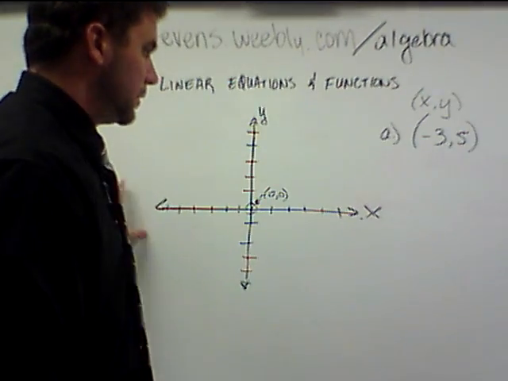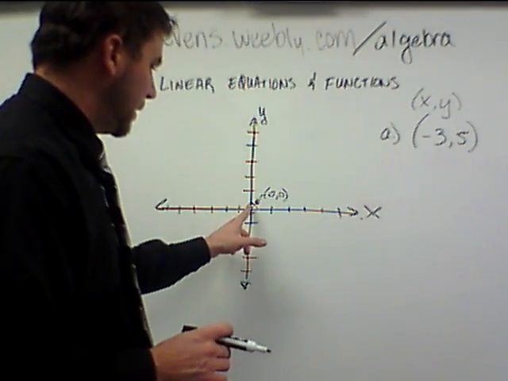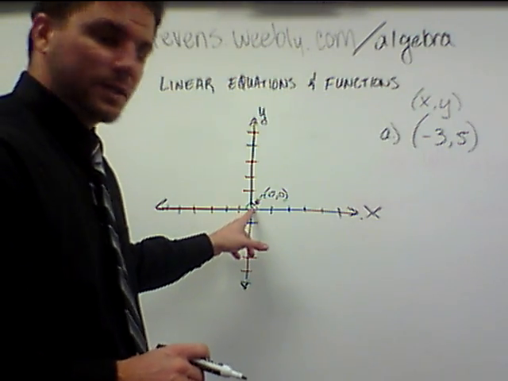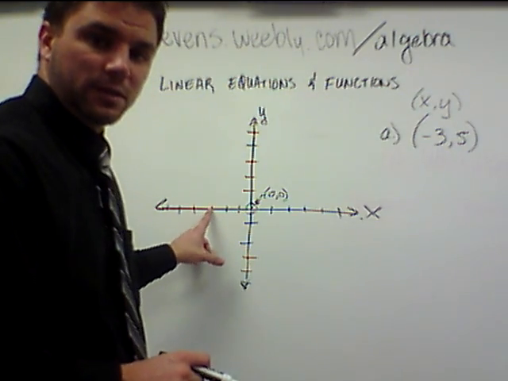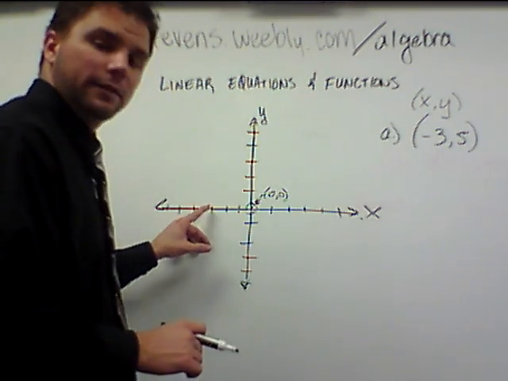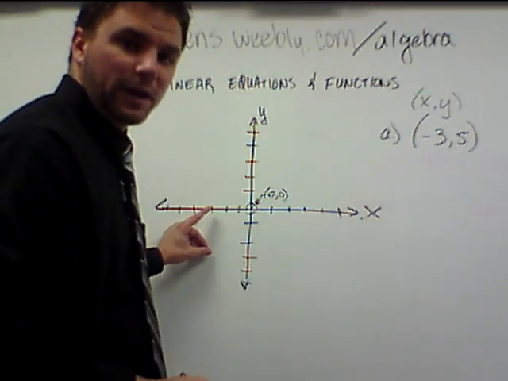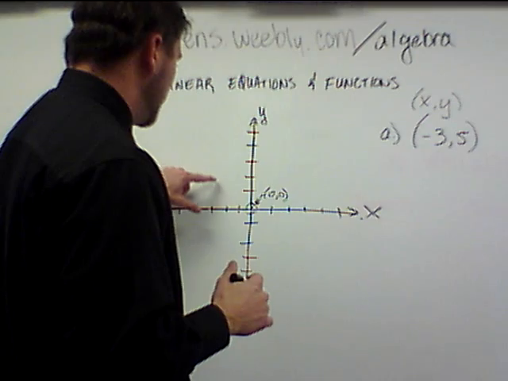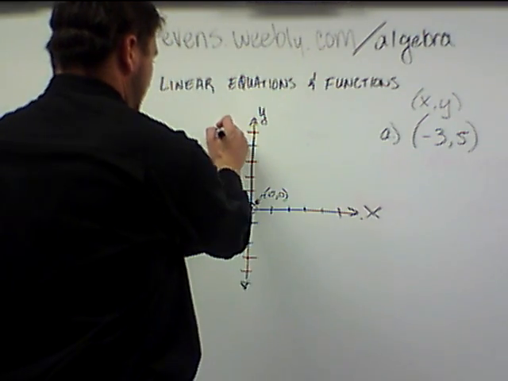So -3, 5. I'll start at my origin always. And the -3 tells me that I need to move left 3 spaces on the number line. So I'll start at -3. The +5 tells me that I need to go vertically, or I need to go up 5. So I'll go up 1, 2, 3, 4, 5.